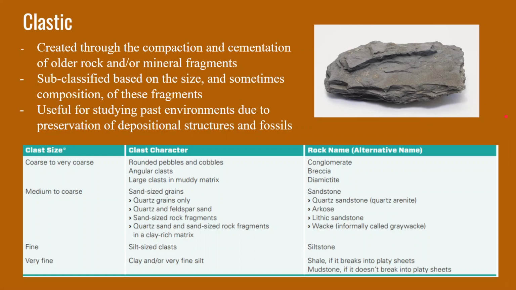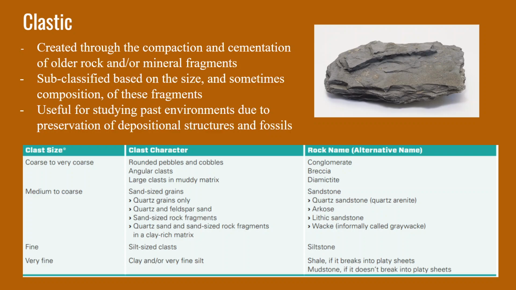So starting off with clastic, this is really dealing with rocks that are made up of fragments from older rocks of all types, or perhaps mineral fragments if it meets our definition of a mineral from earlier. And then you take all that stuff, deposit it somewhere, and then lithify it through compaction and cementation.